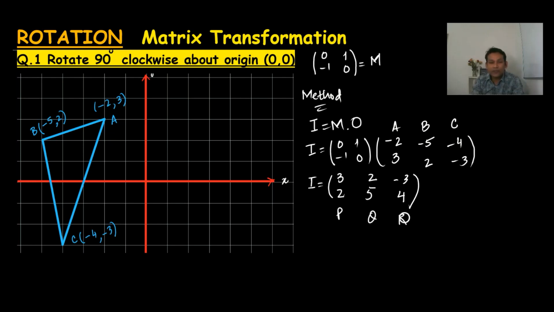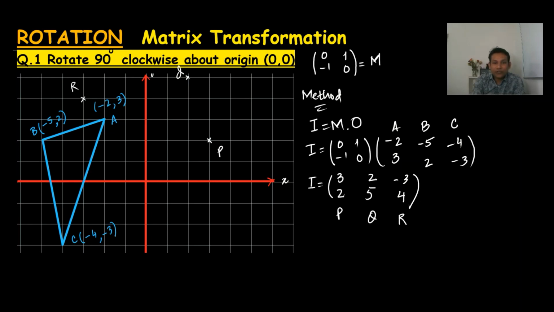Now that we have the image PQR triangle, I can draw it here. 3 and 2 is here: 1, 2, 3, 1, 2. This is the first coordinate, P. Then we have Q, 2 and 5: 1, 2, then 1, 2, 3, 4, 5. This is Q. Then we have minus 3 and 4: minus 3, 1, 2, 3, 4. This is R.